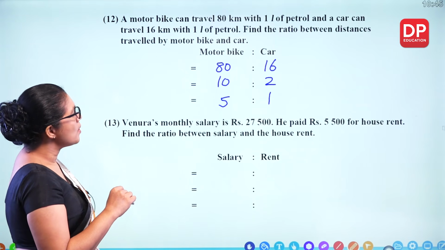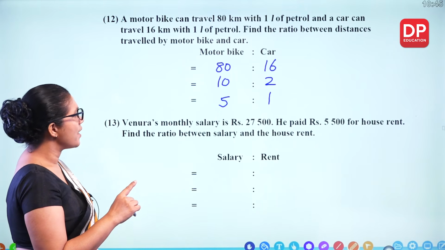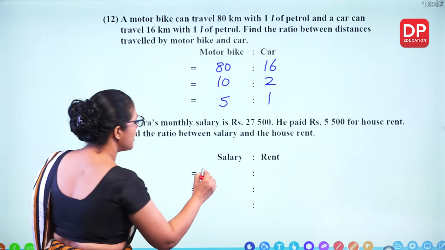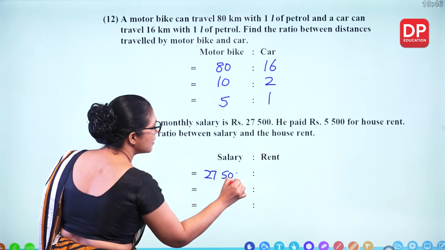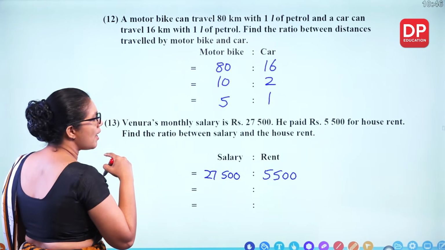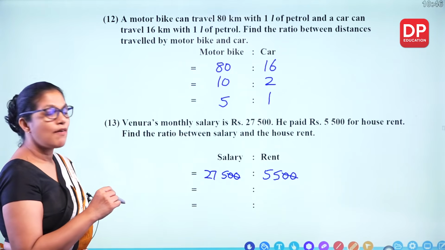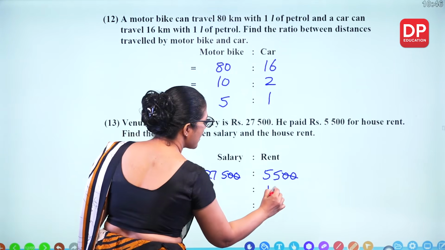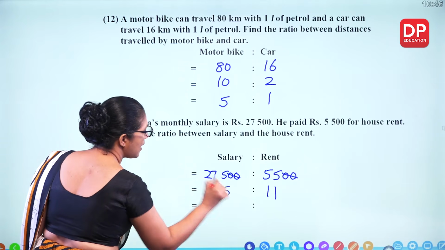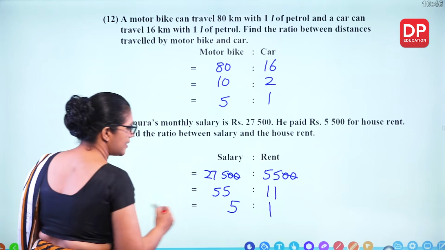Venura's monthly salary is 27,500 rupees. He paid 5,500 for house rent. Find the ratio between salary and the house rent. Salary is 27,500. House rent is 5,500. Divide both sides by 100. This gets cancelled out. Then divide by 5. Get 11 here. 5 times 5, 25. And again another 5. Now you can divide by 11. This becomes 1. And this is 5.